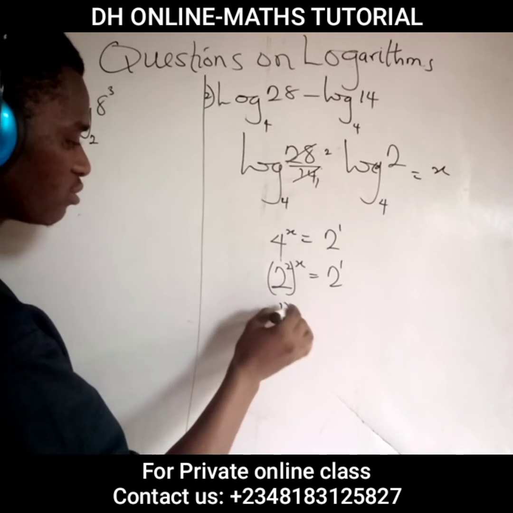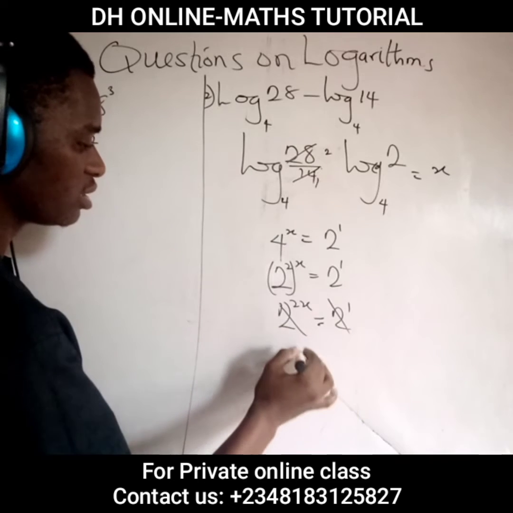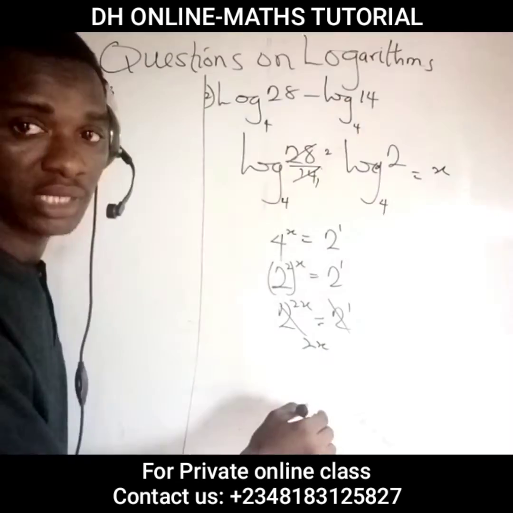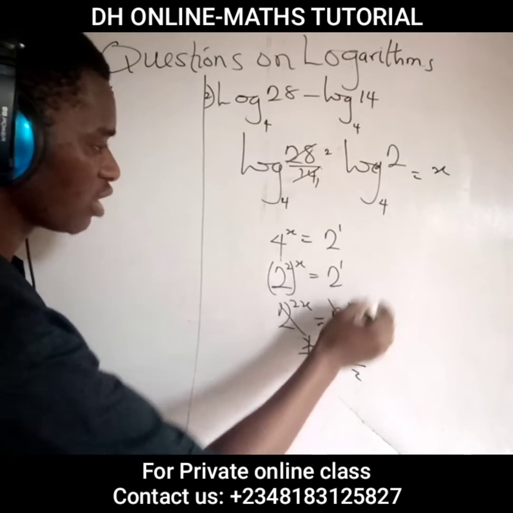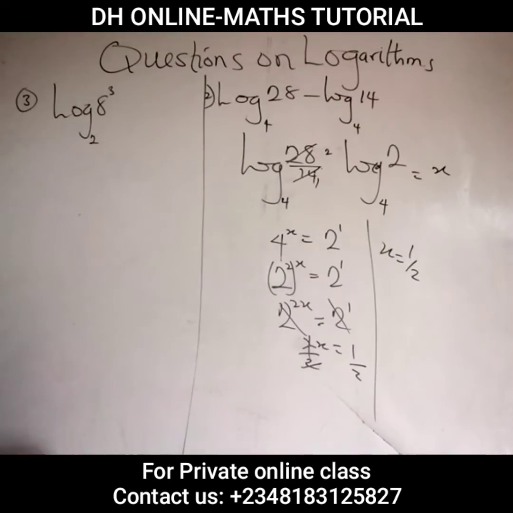So therefore it becomes 2 to the power of 2x equal to 2 to the power of 1. This and this are the same. So we have 2x equal to 1. Divide both sides by 2. So our final answer here is x is equal to 1 over 2. So that is for that.